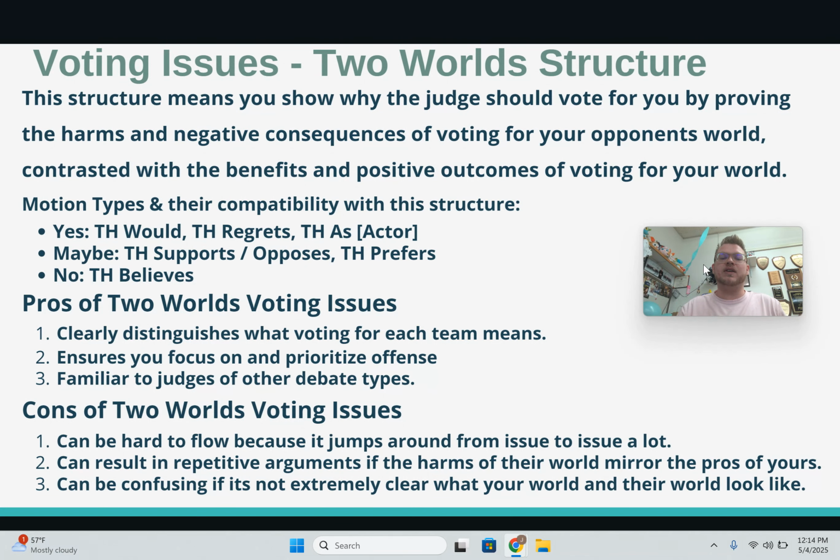I don't think that "this house believes" motions lend themselves very well to two-world structures, unless in the motion it's "this house believes the world would be better off if blah, blah, blah," right? So most often you'll want to use not this structure for "this house believes."